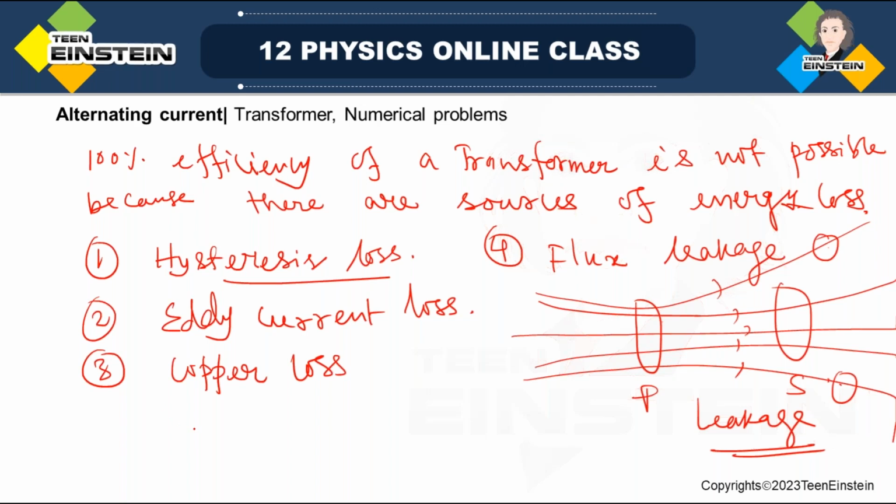And there is another one, magnetostriction. Striction means a change in shape and size. Because of that, there will be some humming sound, and due to this humming sound there is humming loss. Due to this humming sound, there will be loss in energy. So due to these sources of energy loss, a practical transformer cannot have 100% efficiency.